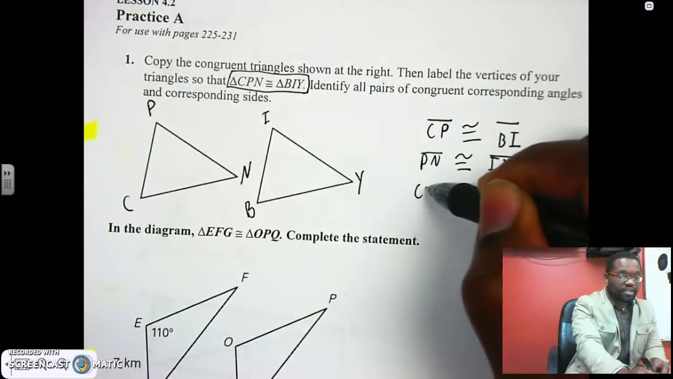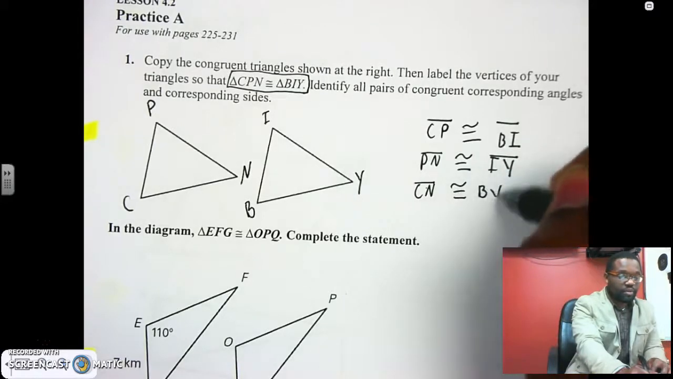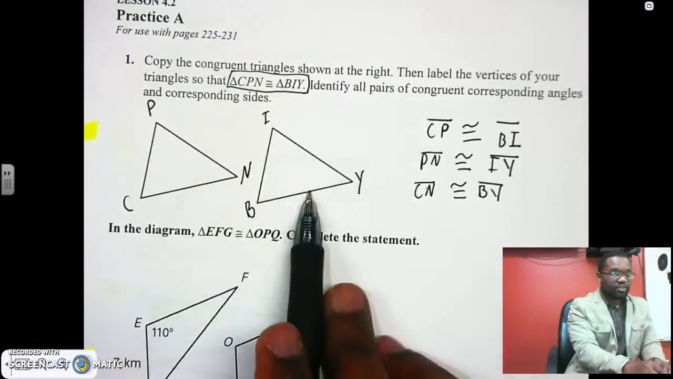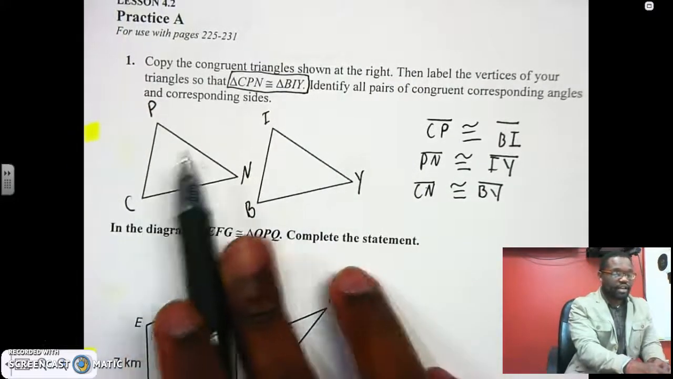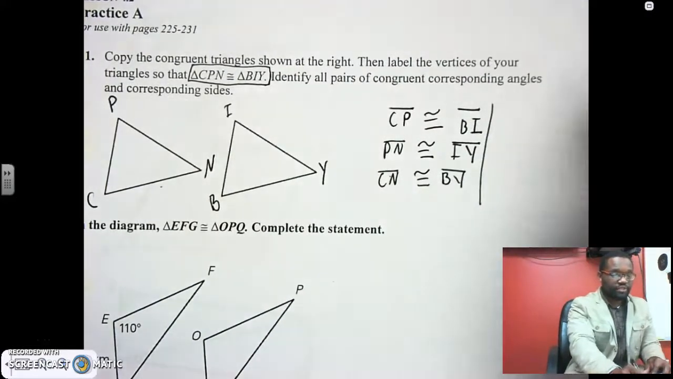Segment CN is congruent to segment BY. You see that? I matched all the sides that correspond. This side corresponds to this side to this side, and so on. Now, what about angles? Okay, let's look at the angles.